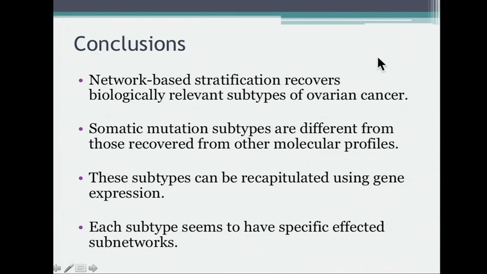Really, to summarize, what we've shown is that we could use a network-based stratification to recover what we believe are biologically relevant subtypes. We believe that somatic mutation subtypes are different from those recovered for other downstream molecular phenotypes. These subtypes can be recapitulated using gene expression as a biomarker signature, and each of these subtypes seems to have specific affected subnetworks, which might explain why we are unable to find these specific genes as mutated over entire cohorts, just because they are specific to a certain rare subtype of the disease.